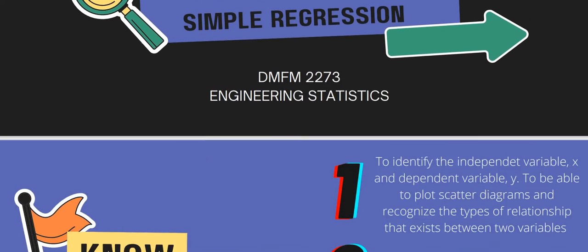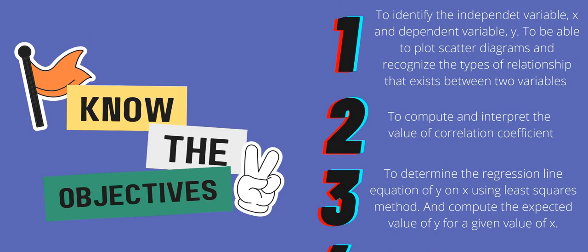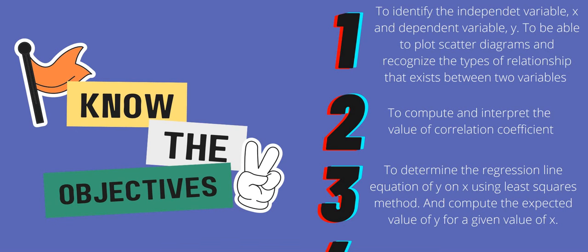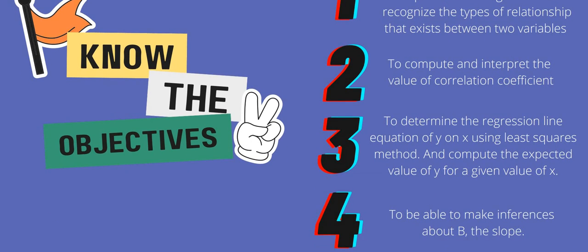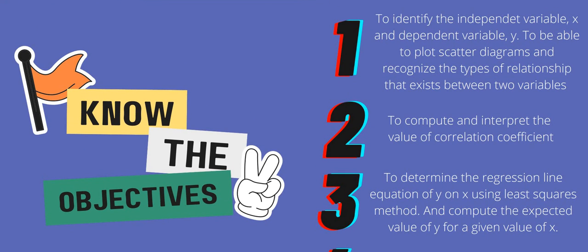Okay, so before you go to what correlation is and so on, there are the objectives. You need to know first the objectives for this chapter. There are 4 objectives here. We start with the first one. In the end of the chapter, you will be able to identify the independent variable x. There are 2 variables, independent variable and also dependent variable. For the independent variable, we use x, and for the dependent, we use y.